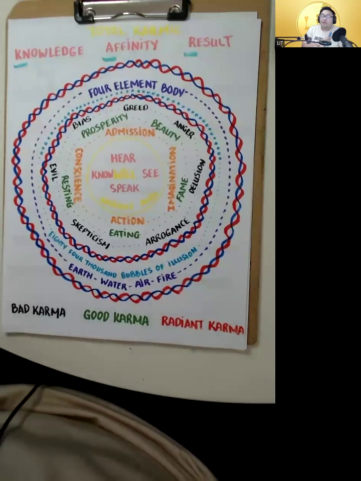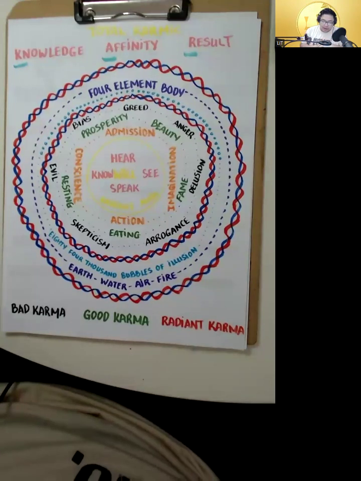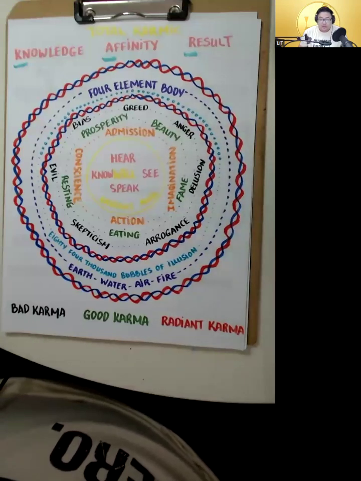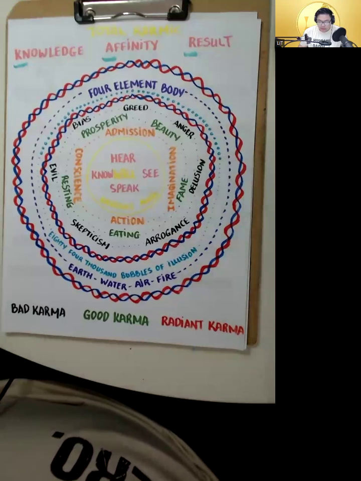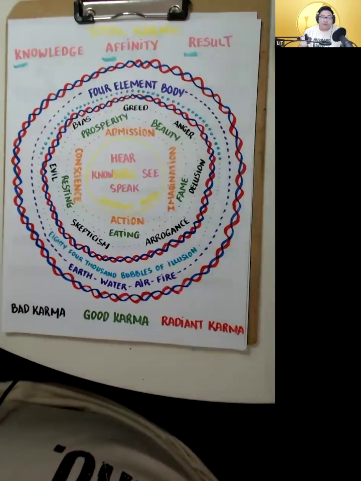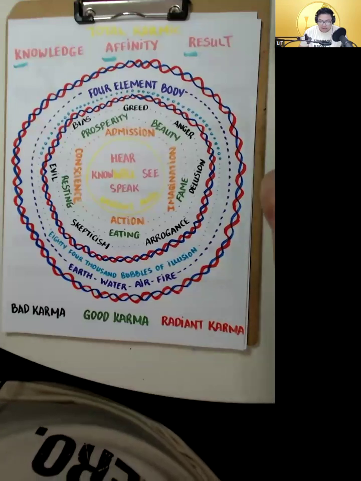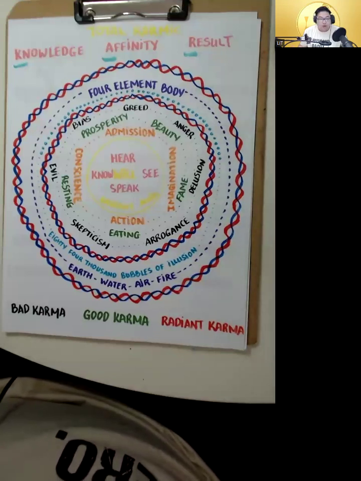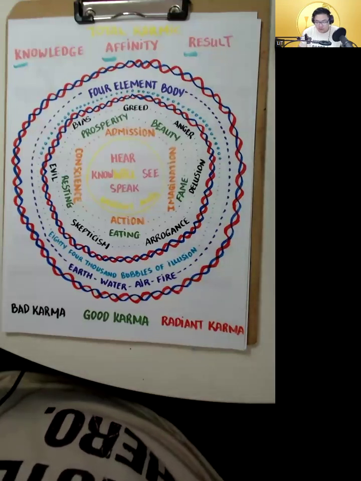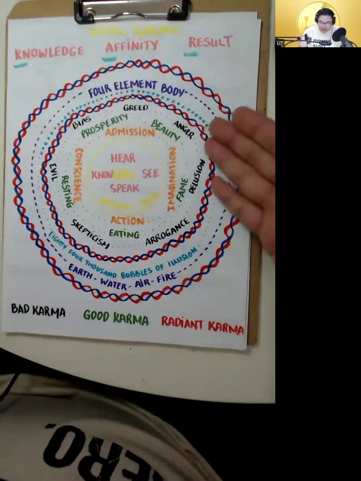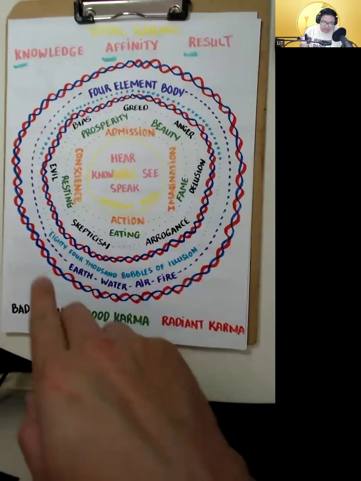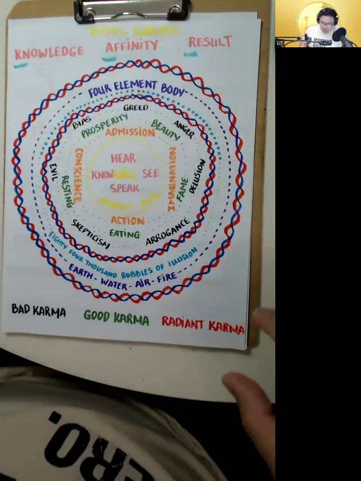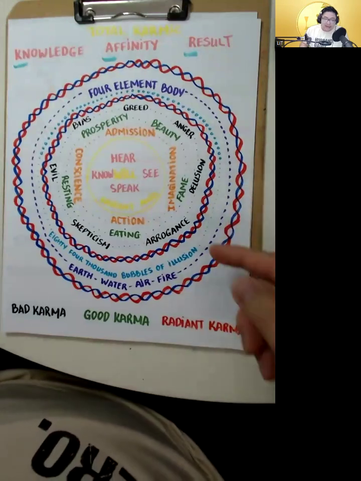Surrounding that, we have the 16 human nature, and those are admission, imagination, action, conscience. That would be one of the layers of the 16 human nature. Right next to that, we have prosperity, beauty, fame, eating, and resting. And the outermost of the 16 human nature, we have greed, anger, delusion, arrogance, skepticism, evil, and bias. The 16 human nature is surrounded by the yin and yang electromagnetic field.